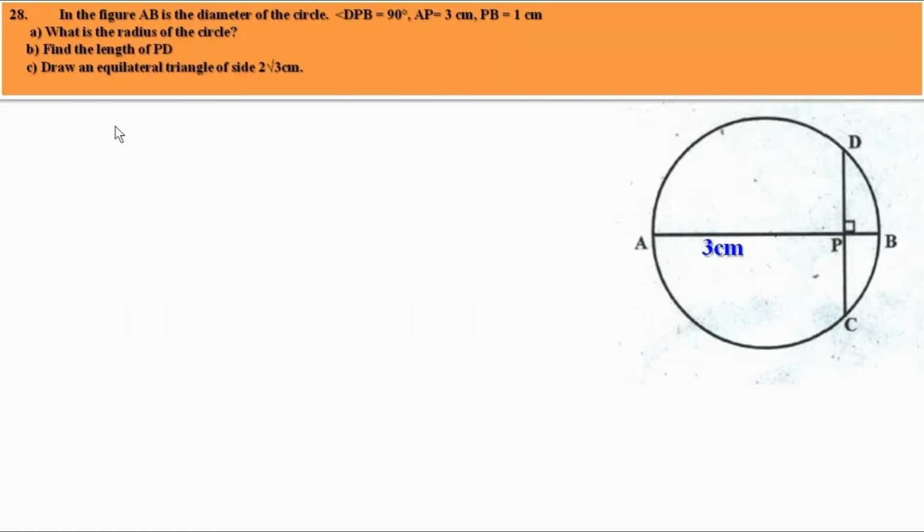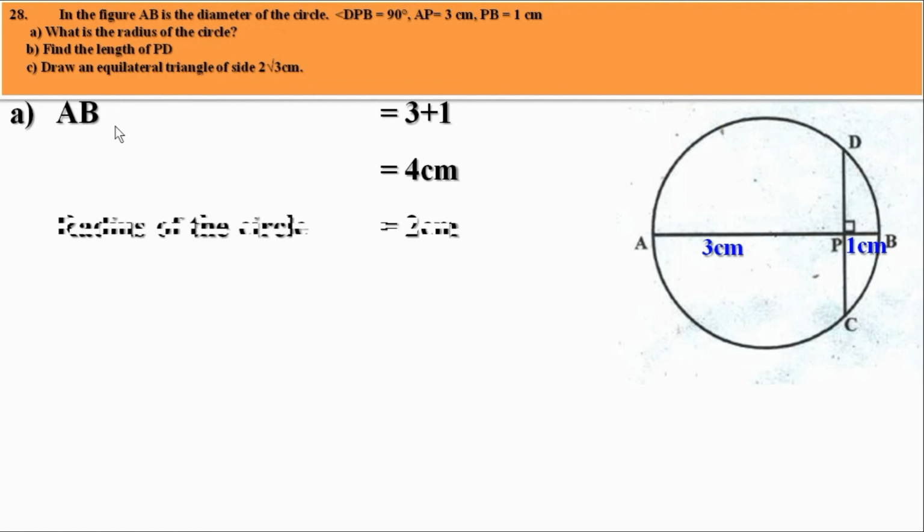Given that AP is 3 centimeter and PB is 1 centimeter, then AB equals 3 plus 1, that is equal to 4 centimeter. Now AB is the diameter of the circle, therefore the radius of the circle equals 2 centimeter. Now we have to find the length of PD.